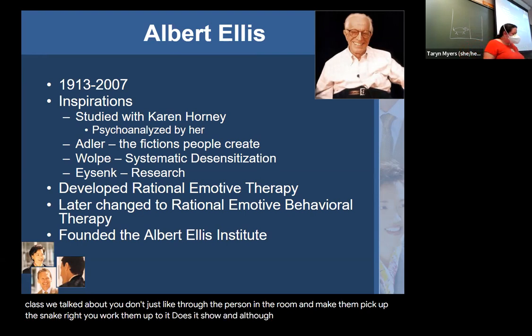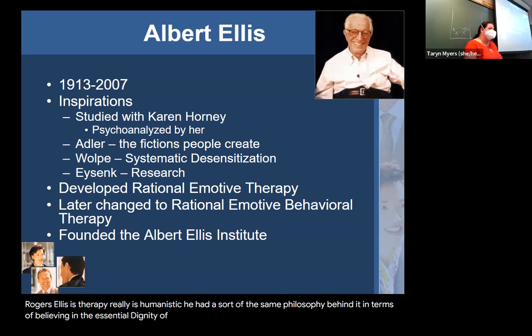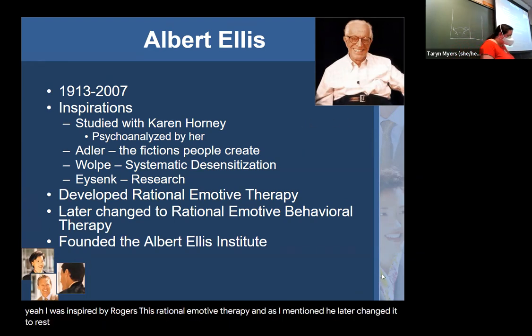And although he was not a great admirer of Rogers, Ellis's therapy really is humanistic. He had the same philosophy behind it in terms of believing in the essential dignity of human beings. But if you asked Ellis himself, he'd never say he was inspired by Rogers. So he developed this rational emotive therapy. And as I mentioned, he later changed it to rational emotive behavioral therapy to follow the trends. And he founded the Albert Ellis Institute.